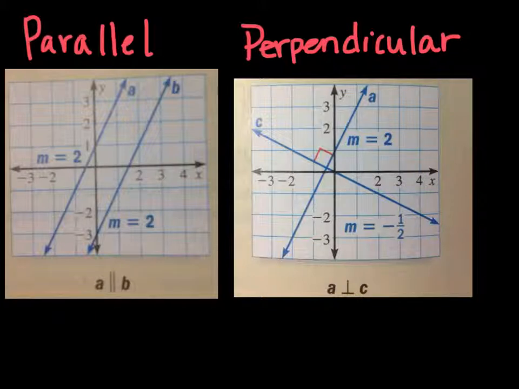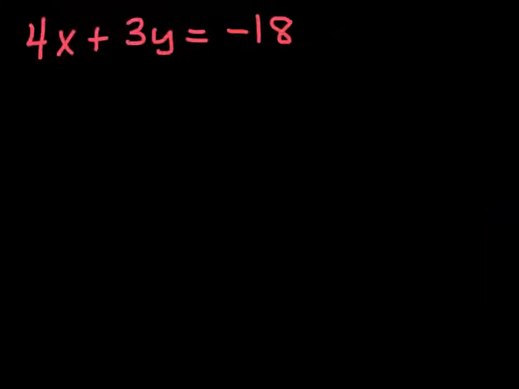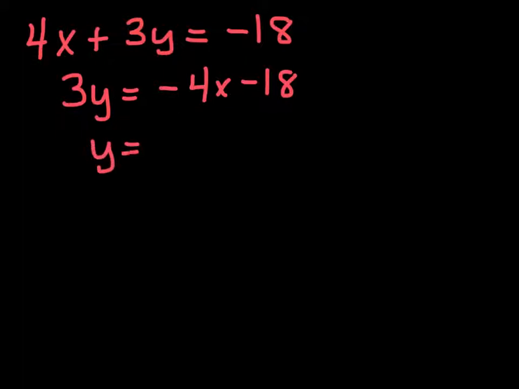Let's go on and work through an example where we need to find the slopes of parallel and perpendicular lines. We're going to begin with the line with the equation 4x plus 3y equals negative 18. Our first step will be to write this equation in slope-intercept form. So let's do that first. Okay, so in slope-intercept form, our equation is y equals negative 4/3 x minus 6.